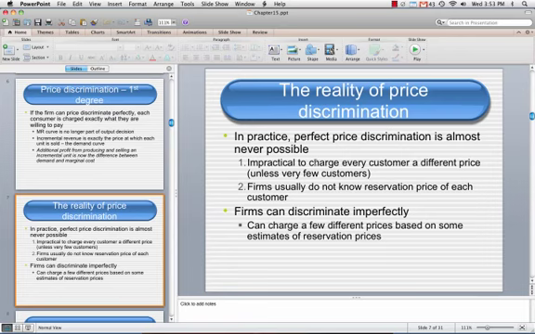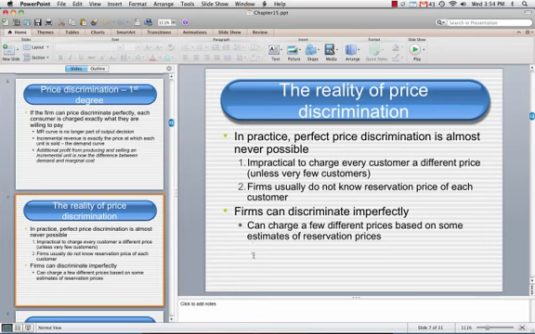So the consequence is that usually firms use price discrimination in an imperfect manner, meaning second degree, third degree, and so on, which means they don't charge as many prices as they have customers. Rather, they charge several different prices based on estimates of what consumers are willing to pay.